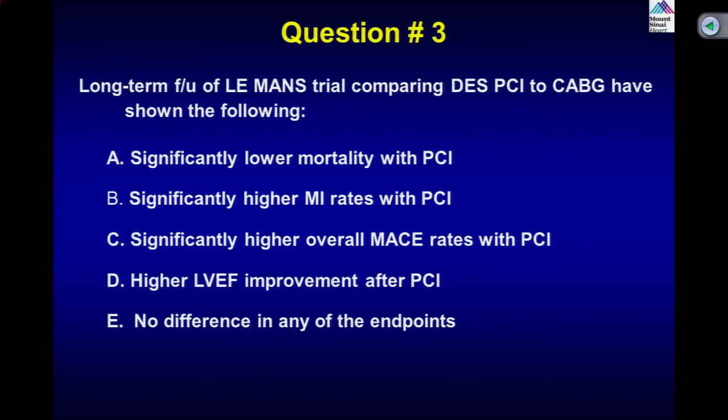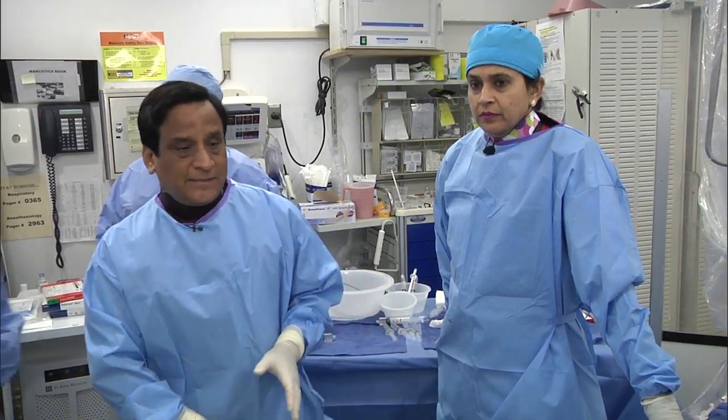And the third question is, long-term follow-up of the Lehman's trial comparing DES PCI to CABG have shown the following: significantly lower mortality with PCI, significantly higher MI rates with PCI, significantly higher overall MACE rates with PCI, higher LVEF improvement after PCI, and no difference in any of the endpoints. And we have spoken about that, and with that we conclude our today's live webcast case number 81.